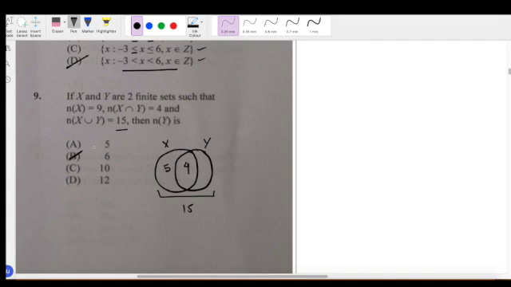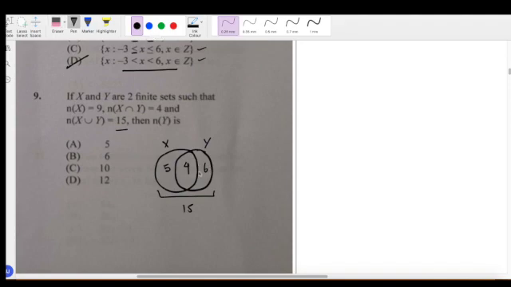B. 6 and 4, that means that Y will have 10. And 5 and 4, that means that X will have, actually no. You see how they mess you up, right?